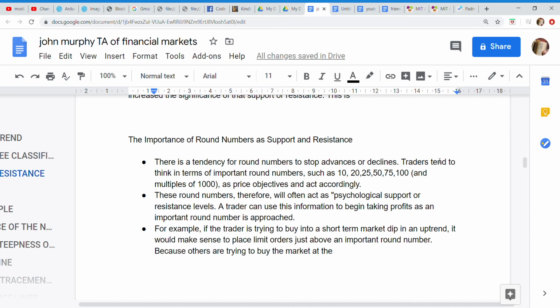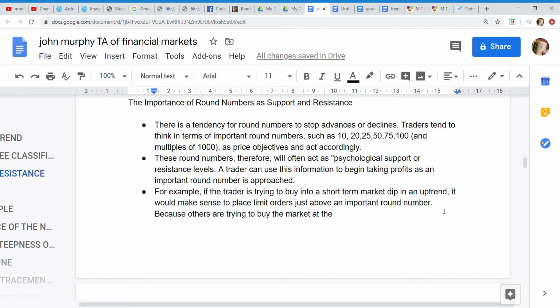This is about thinking like a trader. They buy and sell at these round numbers. These round numbers therefore will often act as psychological support and resistance levels. A trader can use this information to begin taking profits as an important round number is approached.